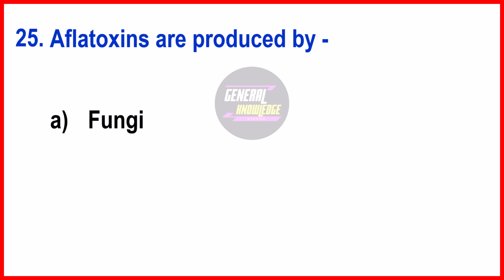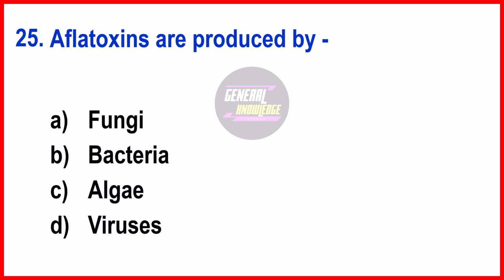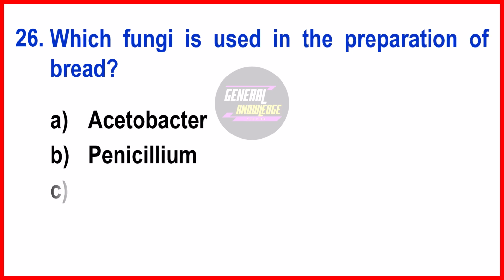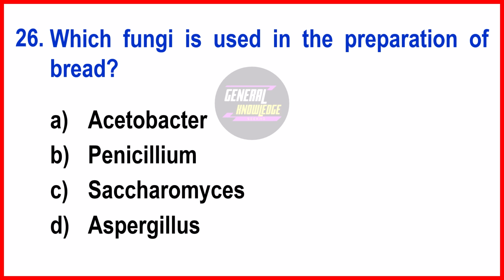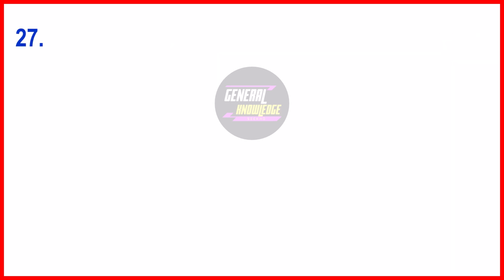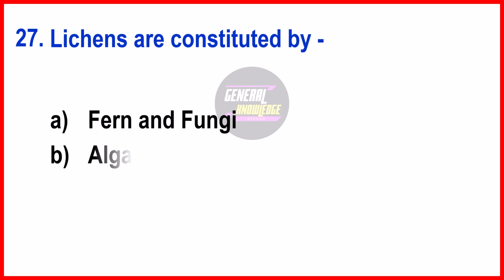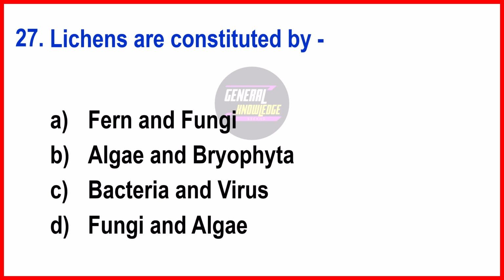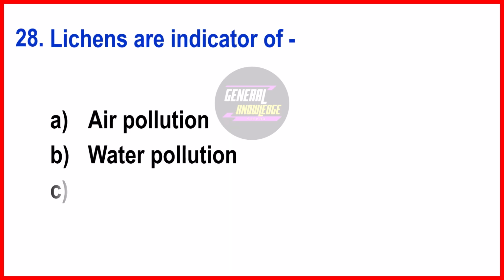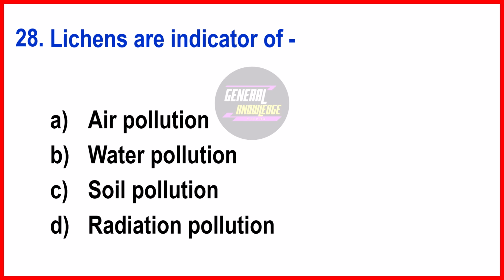Aflatoxins are produced by, the right answer is option A, fungi. Which fungi is used in the preparation of bread? The right answer is option C, Saccharomyces. Lichens are constituted by, the right answer is option D, fungi and algae. Lichens are indicator of, the right answer is option A, air pollution.